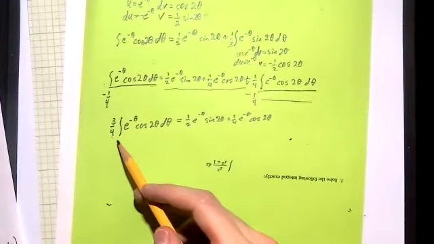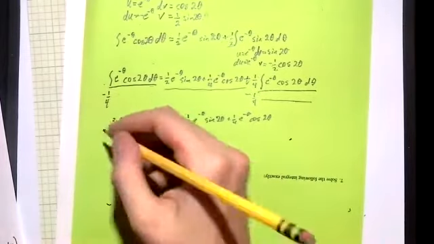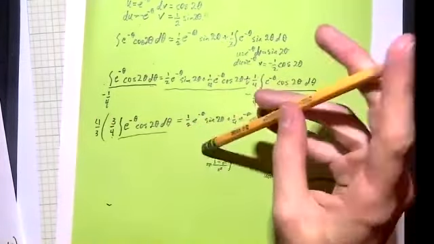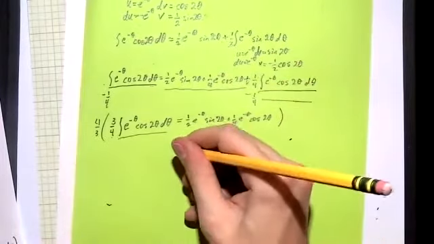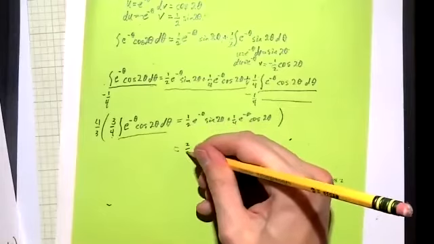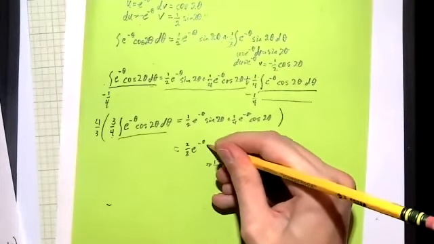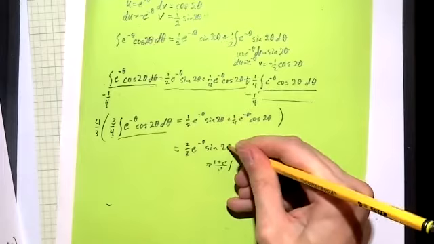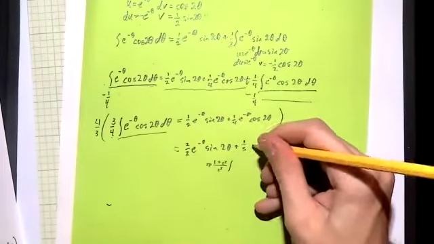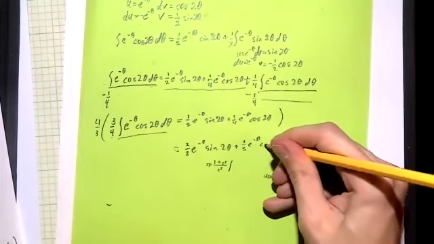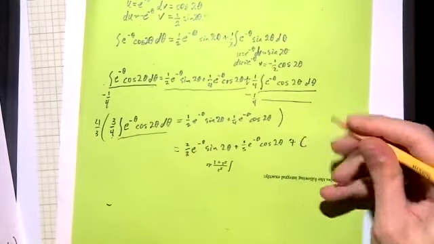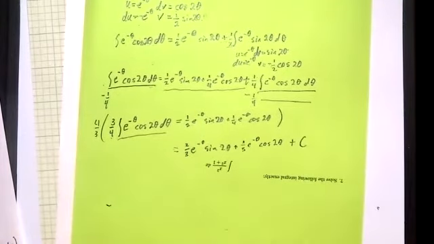So now, because we're solving for this integral, we just multiply everything by 4/3. And so we get 2/3 here. e to the negative theta sine of 2 theta plus, 4 cancels, so we get 1/3 e to the negative theta cosine 2 theta. And then finally plus c, because this is an indefinite integral.